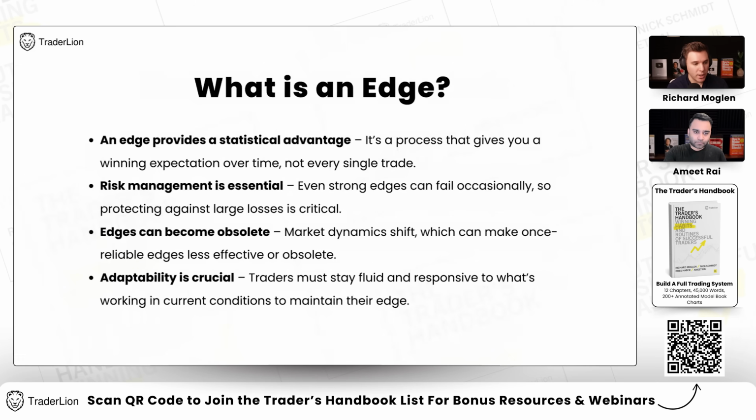All right, so what is an edge? An edge basically provides a statistical advantage. It's a process that gives you a winning expectation over time, and not on every single trade. It's important, as always, to think about a series of 100, 200, 300, the thousands of trades that you'll make over your career, and recognize that even if an edge is present in one or two, that doesn't mean they're going to be successful. I've seen many A+ setups that end up stopping me out the next day. It's just part of trading, part of the randomness of the markets that we have to deal with.